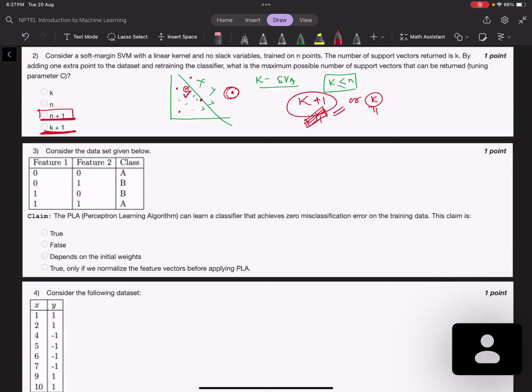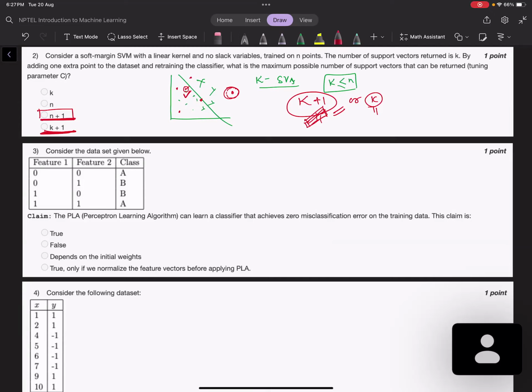And the claim is that the perceptron learning algorithm can learn a classifier that achieves zero misclassification on the training data. The options are: A, true; B, false; C, depends on the initial weights; D, true only if we normalize the feature vector before applying PLA.